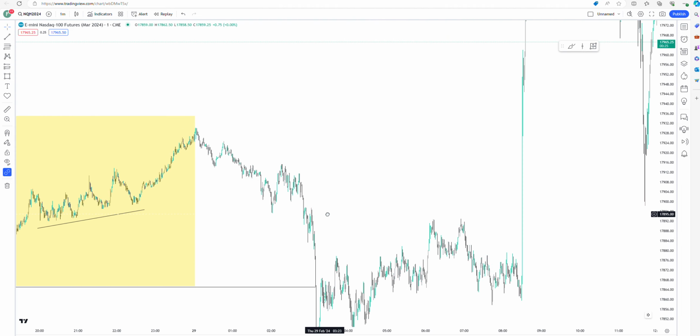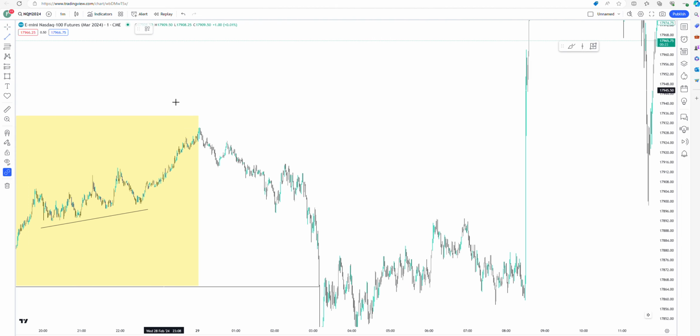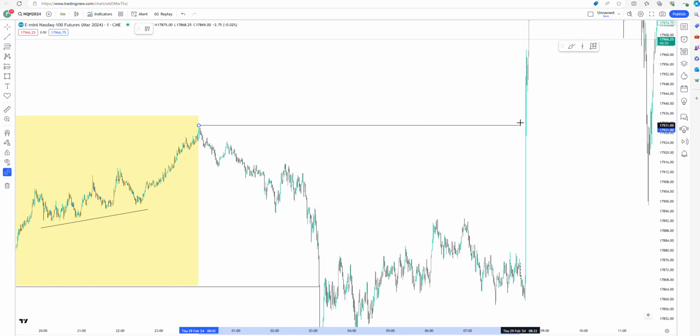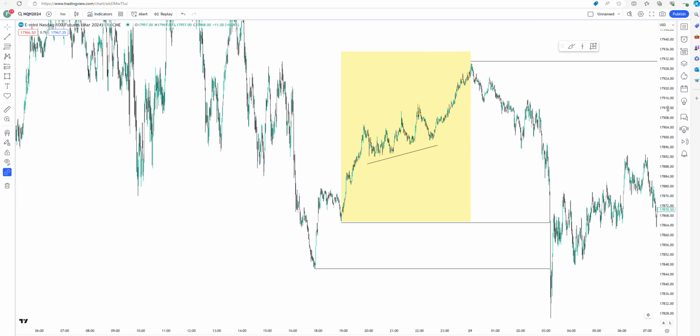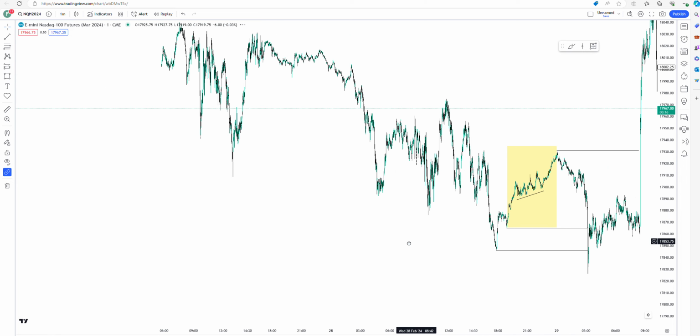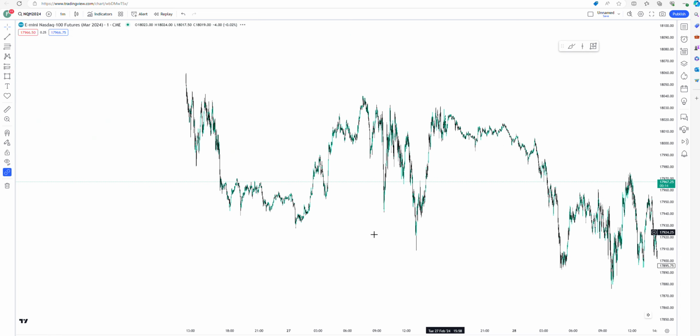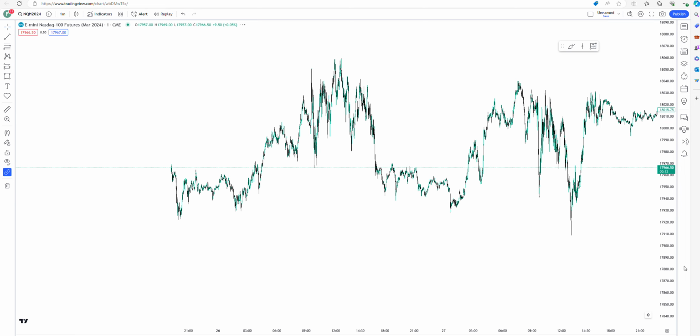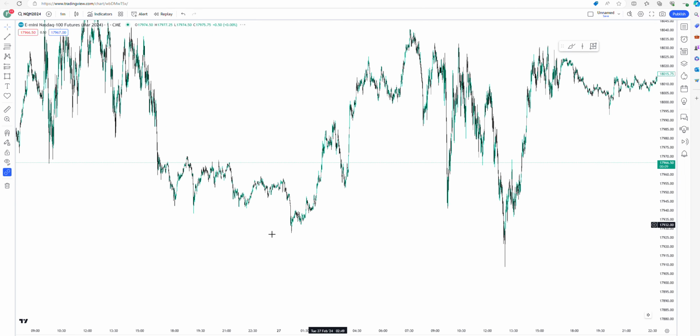And then in this case, we do end up taking out the Asian buy side extremes. So you can see how the market kind of works from sell side all the way to buy side. So something quite interesting there. Let's go back to the next day, which is here.